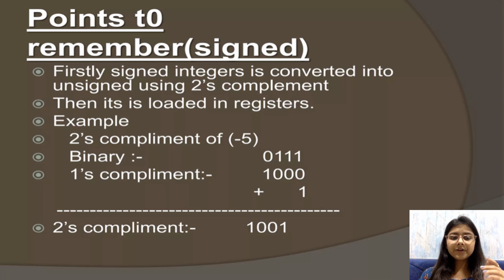So over here we take the example of minus 5. Okay, so first of all, convert 5 to binary digits, then just do 1's complement. For that we are converting 0 to 1 and 1 to 0, and then we are adding 1, so we'll get our 2's complement value.